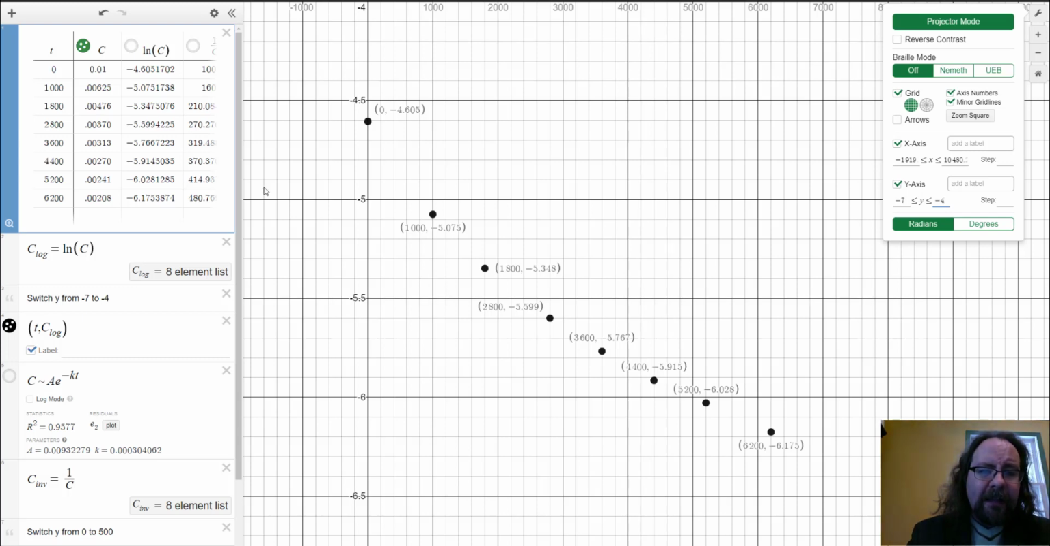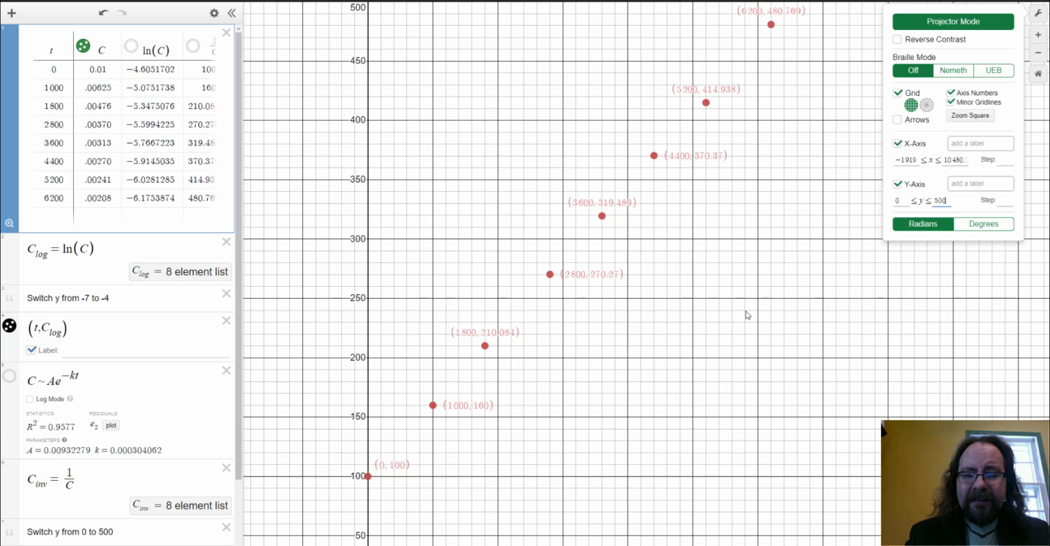But let's take a look at the scatter plot for the reciprocal of the concentration as a function of time, and that's looking at the possibility that this is a second order reaction. If we take a look at the numbers here, they go from 100 to 480. So I'm going to change my y values again, and make them from 0 to 500.